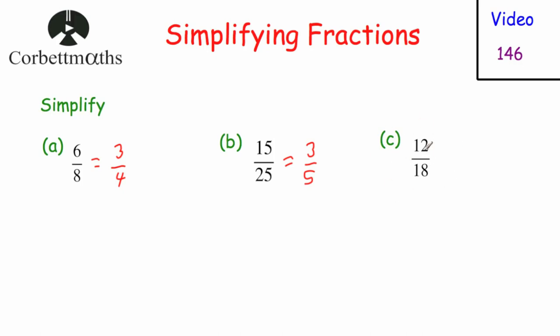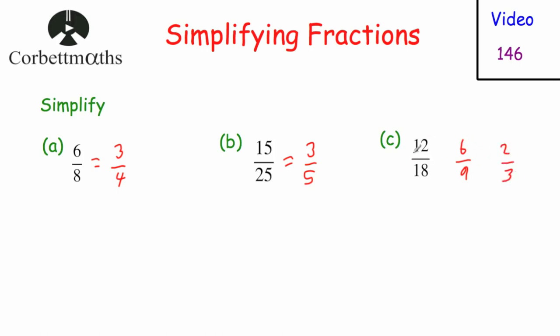Now 12/18, you can actually divide both the numerator and the denominator by different common factors. We could divide both of them by 2, and that would give us 6/9. But as you'll notice here, 6 and 9 are both divisible by 3, so then you'd divide both of them by 3, and that would give you 2/3.